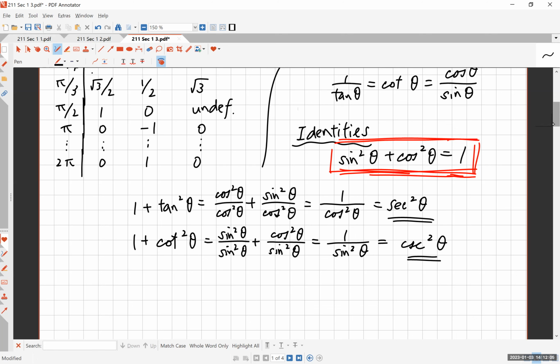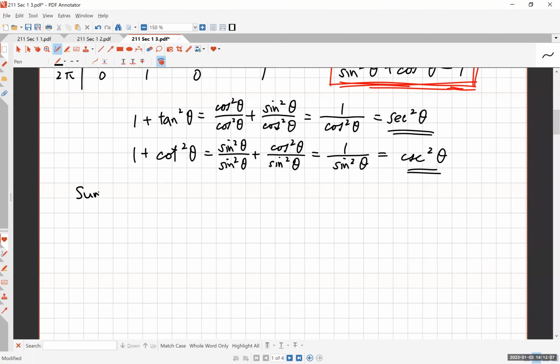All right, the sum and the difference. I'm just going to focus on the angle sum formulas, but sine of, now I don't want to use theta because you have to have 2 Greek letters. So we'll use the first 2 Greek letters, alpha and beta.